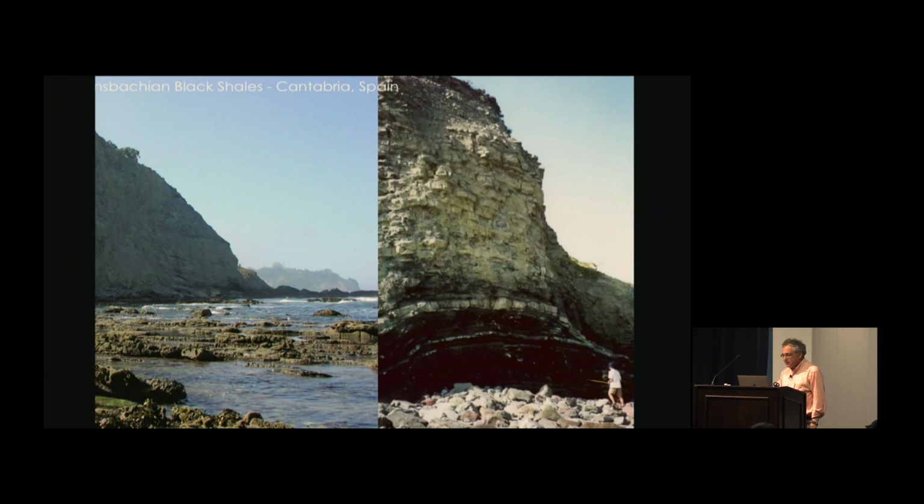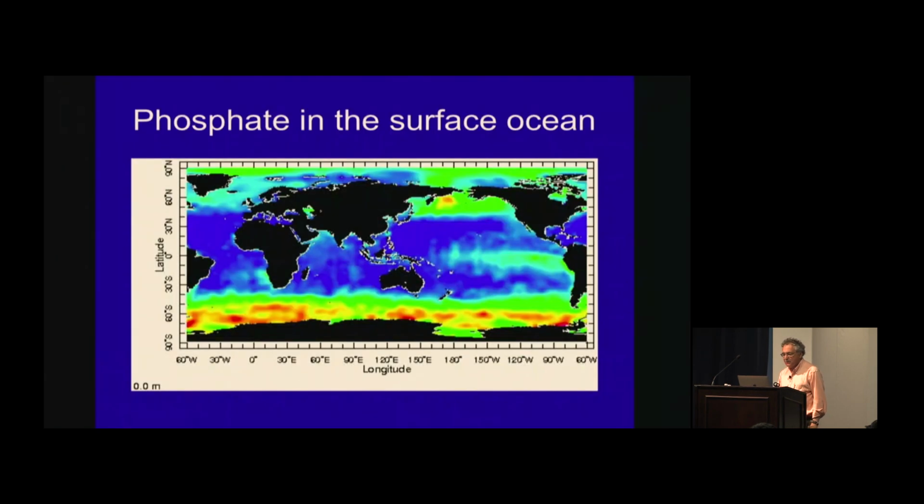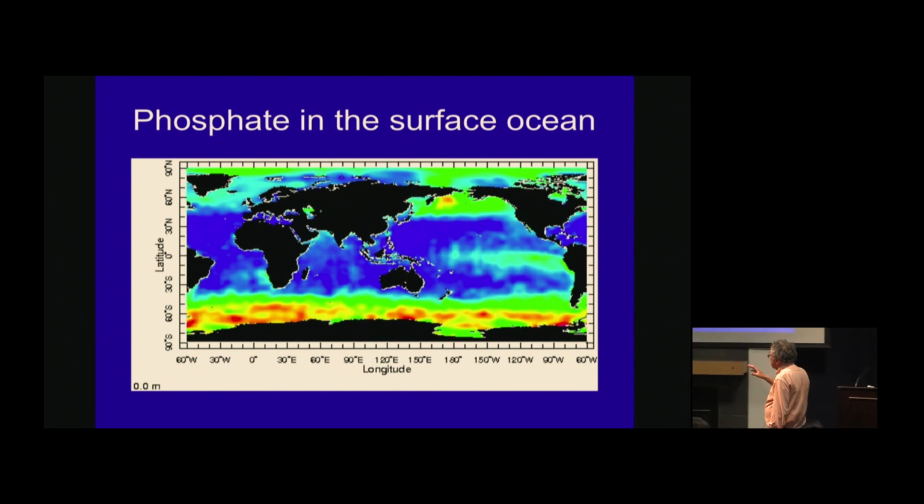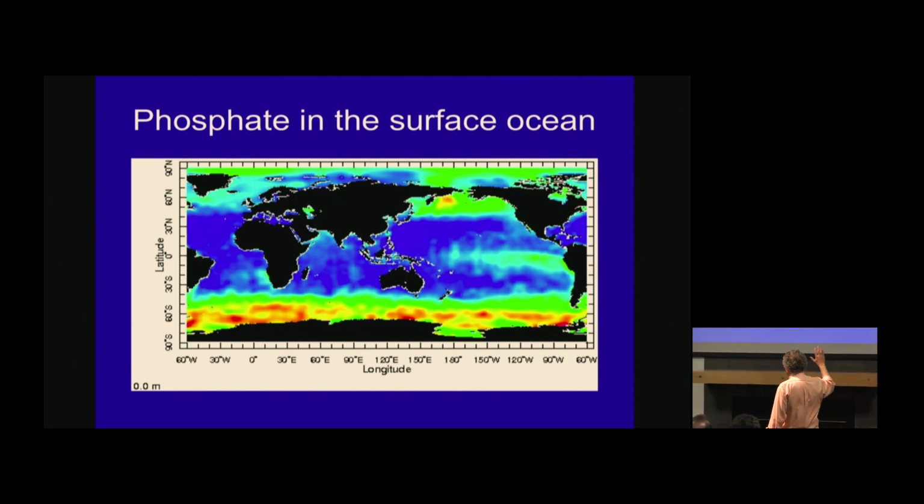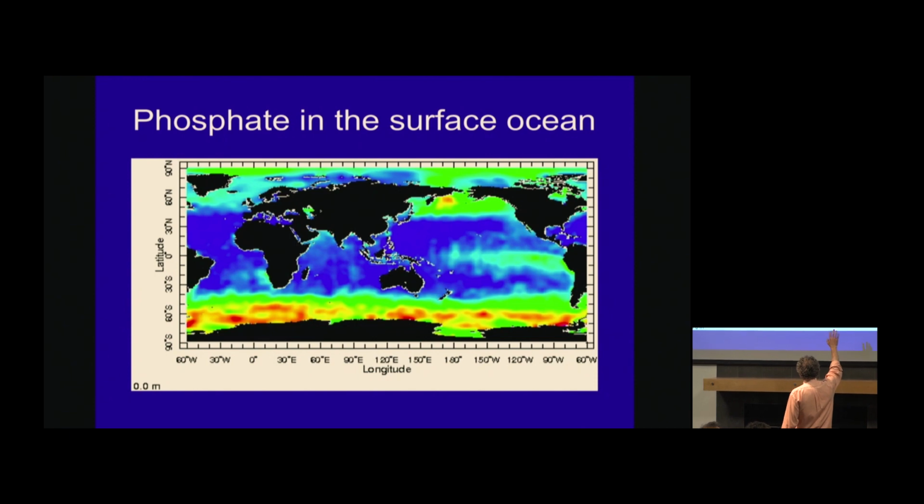Now, I'm going to finish this part off in a very funny way, just before I get into the molecular stuff. This is a distribution of phosphate in the world's ocean. When the sun is shining, normally organisms in the ocean will take up all the nutrients. I show you that phosphate is very limiting. But here's the eastern equatorial Pacific, the subarctic Pacific, and the Southern Ocean. They have huge amounts of phosphate even when the sun is shining.